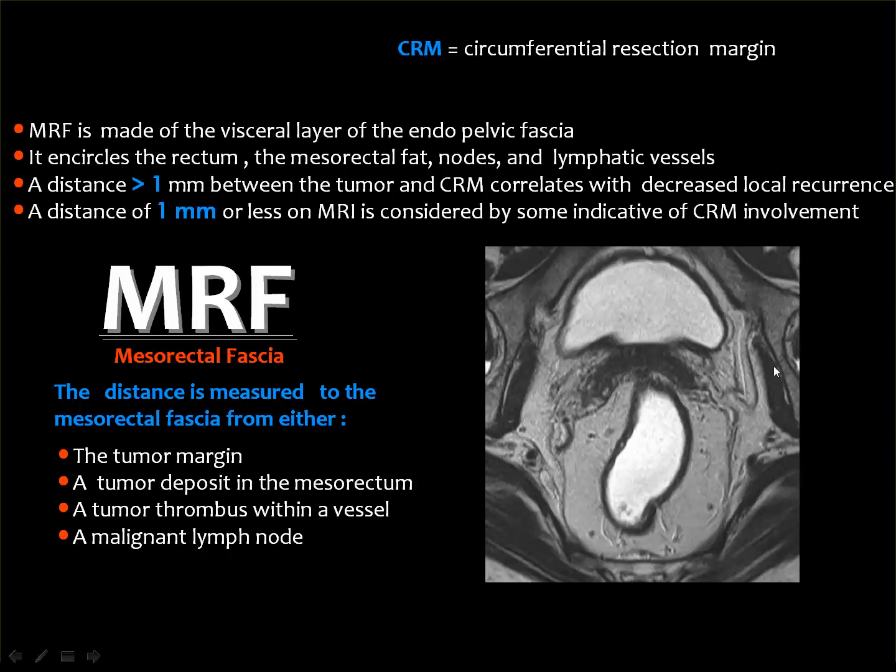Then if the tumor is less than 1 millimeter, let us say that the tumor is here, and this is the distance to the mesorectal fascia, and the distance is less than 1 millimeter, this indicates the possibility of more recurrence compared to the tumors that are away from the mesorectal fascia. A distance of 1 millimeter or less on MRI is considered indicative of circumferential resection margin involvement.